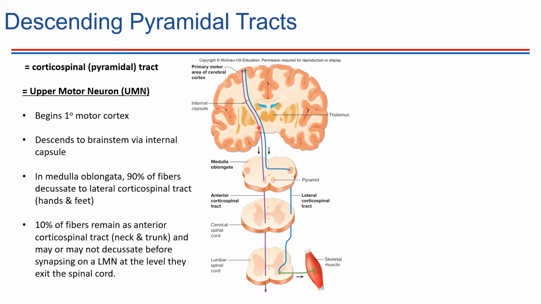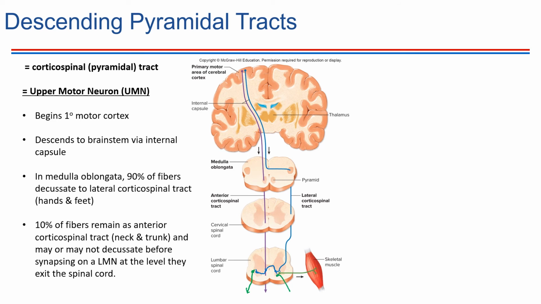The 10% of the fibers that don't cross in the medulla oblongata are going to stay anterior here. So we're going to call that the anterior corticospinal tract. And they're going to come down, and this picture is showing it like it keeps on going, but it's going to eventually synapse on a lower motor neuron as well. When it does that, it can do one of two things. It can either synapse, I'll just draw a little one right here coming out, onto a lower motor neuron that's going to come out of the system, or it can actually decussate over and synapse on a motor neuron going to the other side.